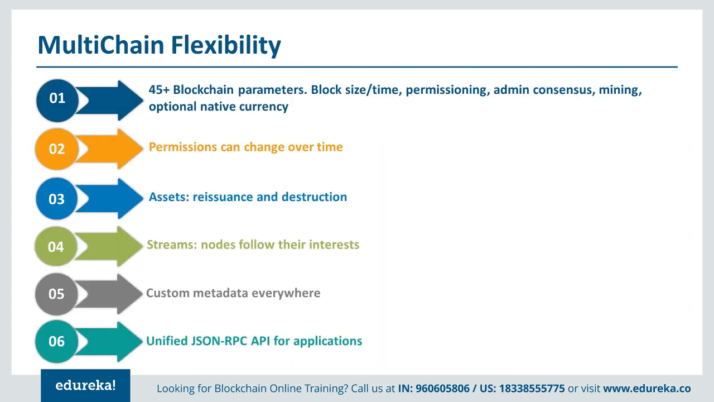MultiChain flexibility: it has various parameters that you can configure. For example, block size, time, what kind of permissioning you want to give, what kind of consensus algorithm, mining, etc. All these parameters can be configured. There are 45 plus parameters that you can configure. The permissions can change over time. As an admin, you can always change the permissions whenever you want.